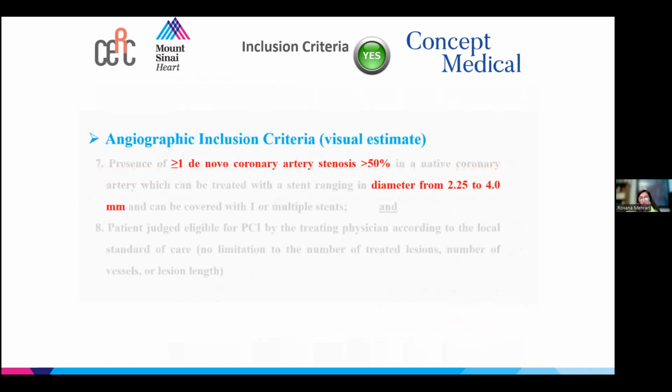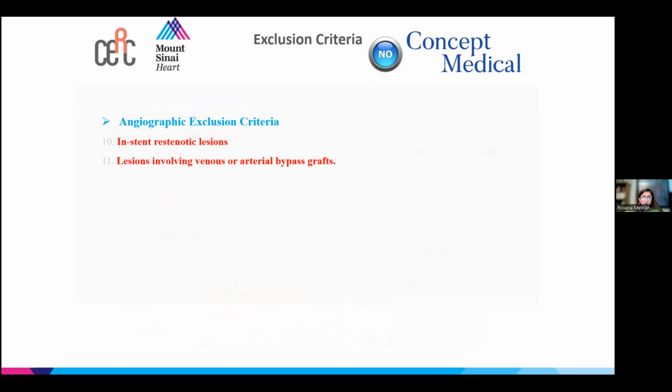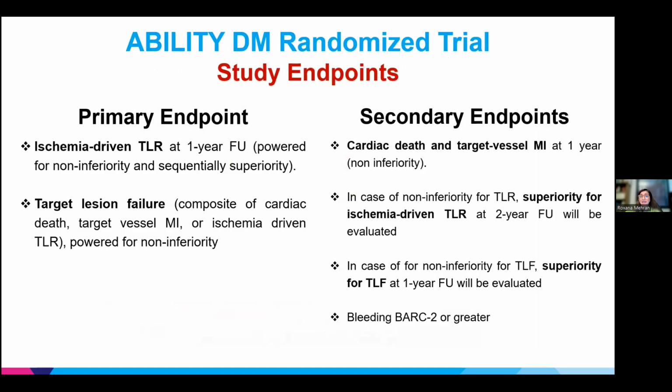We don't want ISR. And of course, we want vessel sizes of 2.25 to 4.0, and of course, eligible for PCI. We are excluding shock, planned surgery, anyone with STEMI or a life expectancy less than 12 months, or anyone with acute or chronic renal dysfunction with creatinine over about 3. ISR and lesions in bypass grafts are excluded.